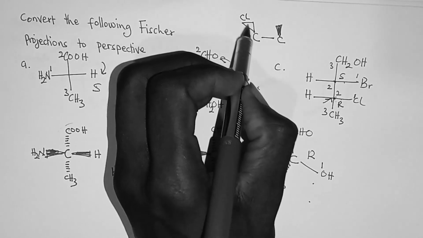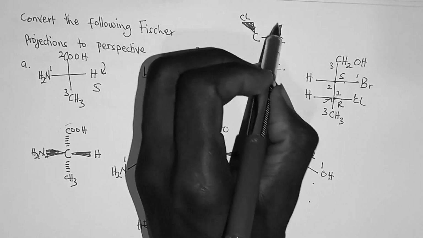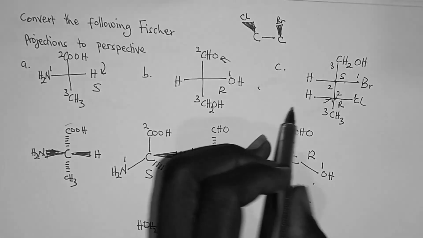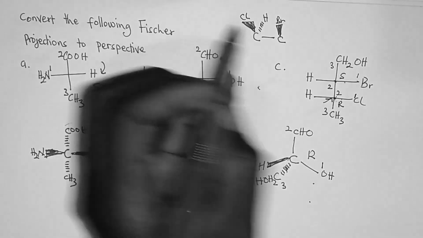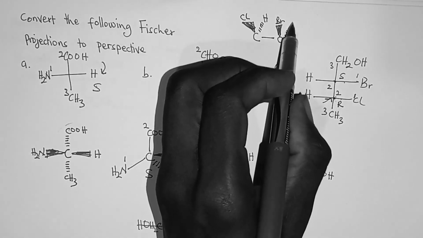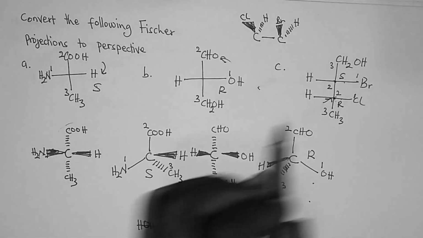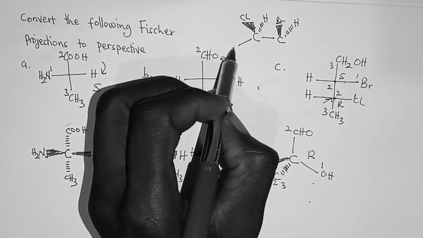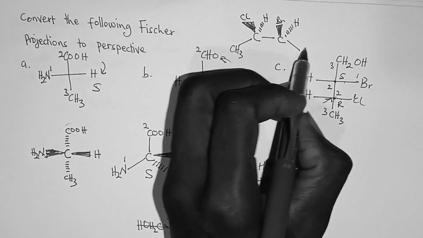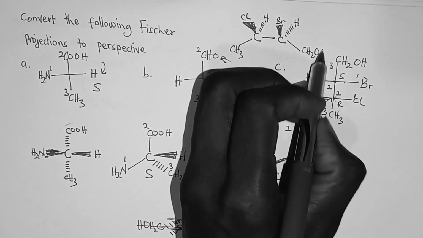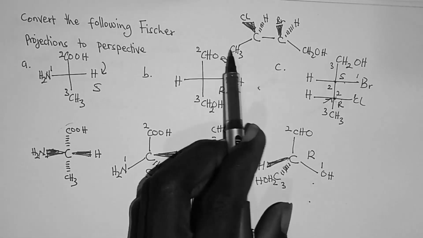Over here, a chlorine and a bromine. And then there are 2 protons that are pointing away. So there is this proton here, and there is also this proton here. And you see that this is a CH3. It is in the plane of the molecule. And this is also a CH2OH. Now let's determine the configuration here.